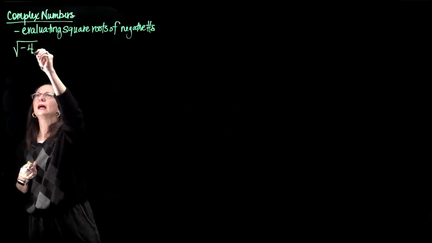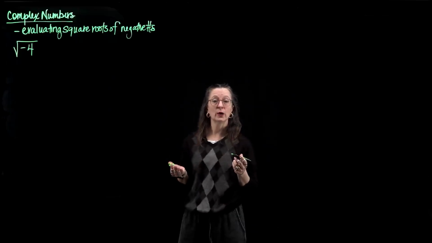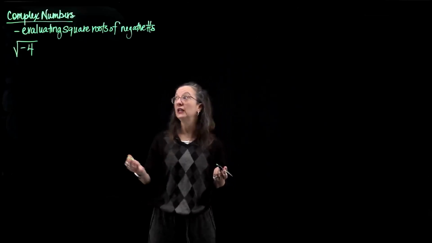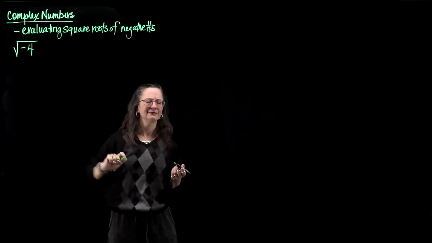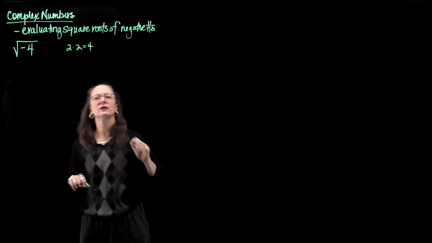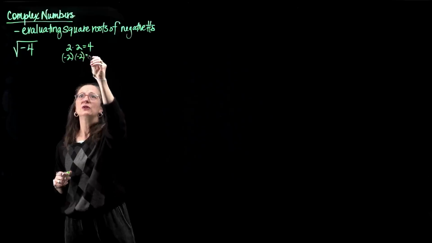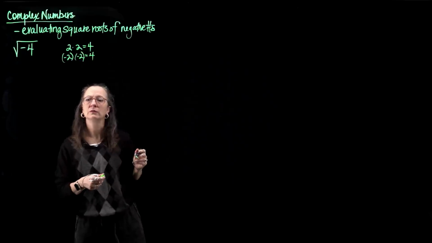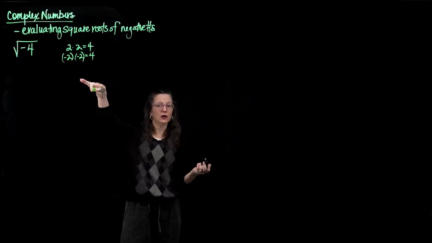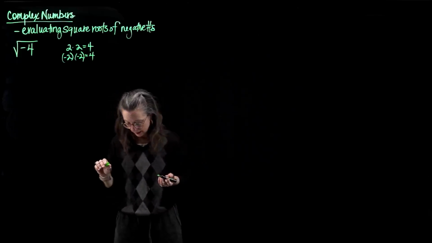So let's say that I write down the square root of -4. Remember, when we take a square root, we're asking ourselves, what number multiplies by itself to give us -4? Well, okay, I know that 2 times 2 gives me +4, and I know that -2 times -2 also gives me +4. So what number could possibly give -4 when we multiply by itself? That's where we get into complex numbers.